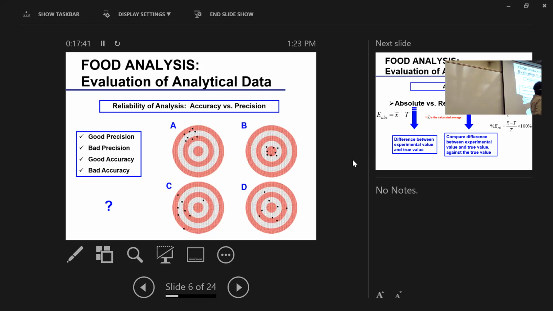Okay, so B, what can we say, Zoe, about B? Good precision and good accuracy. Absolutely. So now your values are close to each other, and then they are close to target.